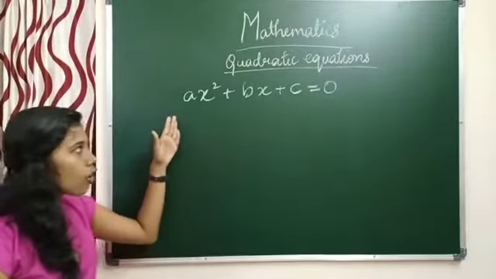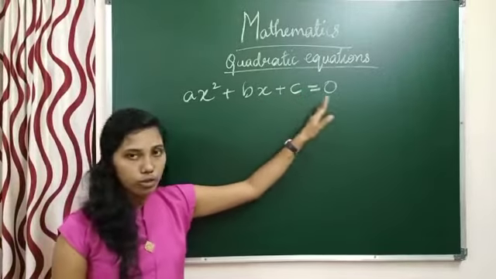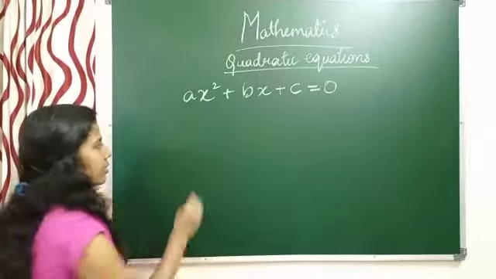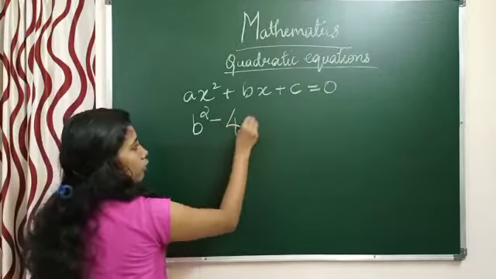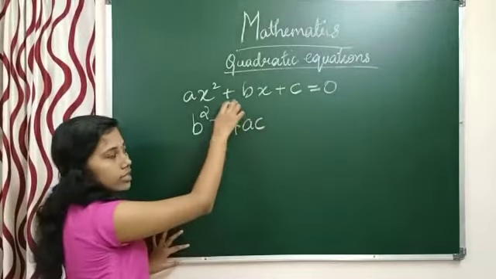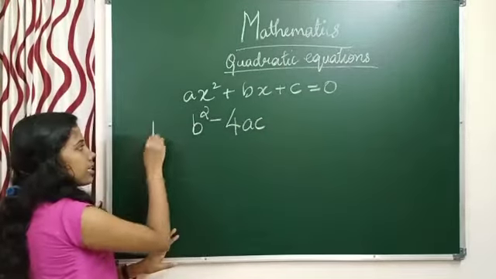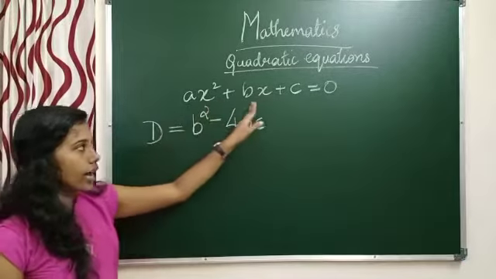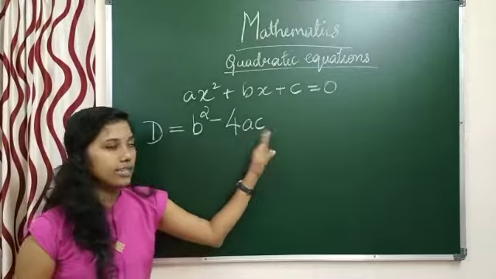Next is, for a quadratic equation, ax square plus bx plus c is equal to 0, we have a discriminant and its value is b square minus 4ac. This is the discriminant of this quadratic equation and it is denoted by the capital letter D. So the discriminant of a quadratic equation is b square minus 4ac.